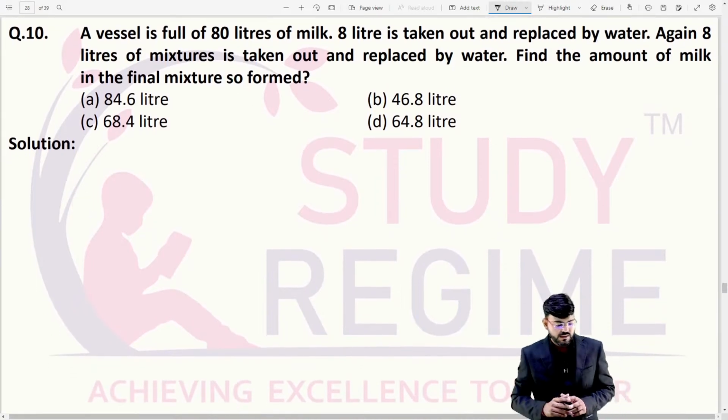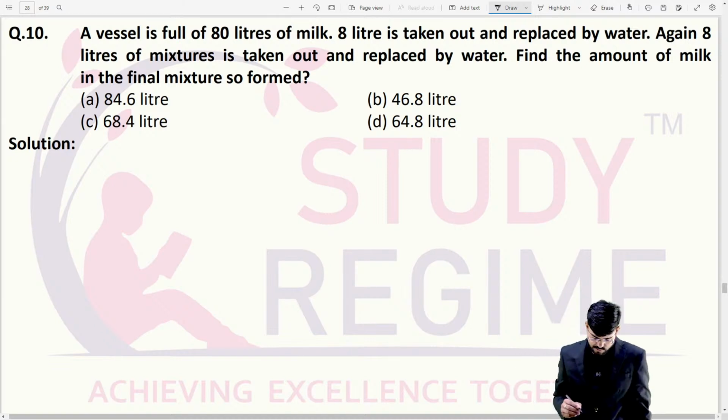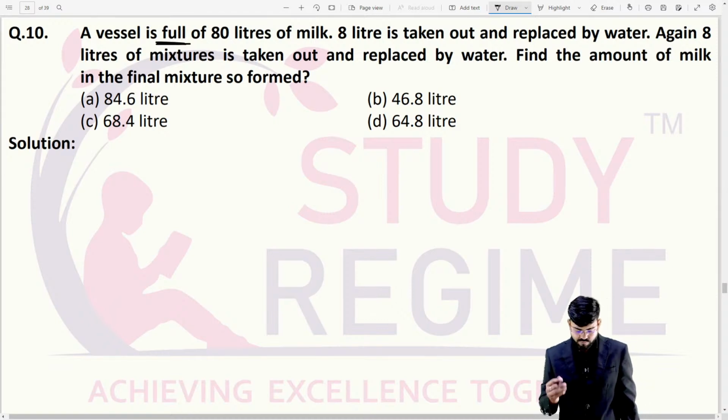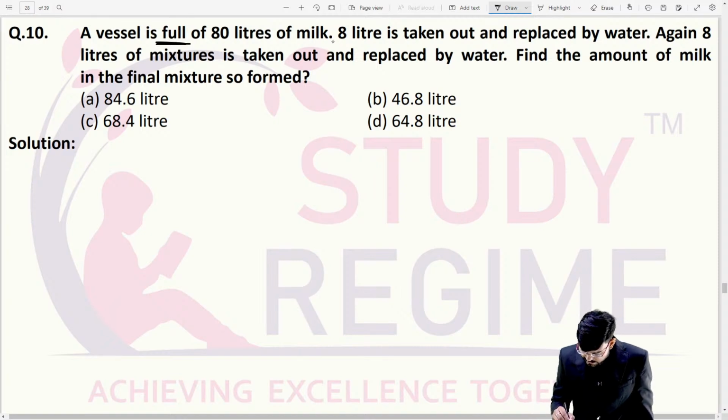Now, this is the question in which we will directly apply the formula which I was discussing when I was giving you some discussion about mixture and alligation. It is given that a vessel is full of 80 liters of milk. Vessel is full, that means the quantity is equal to its capacity. Initially, how many liters of milk are there? 80 liters of milk. So the capacity of the container is also 80. 8 liters is taken out.